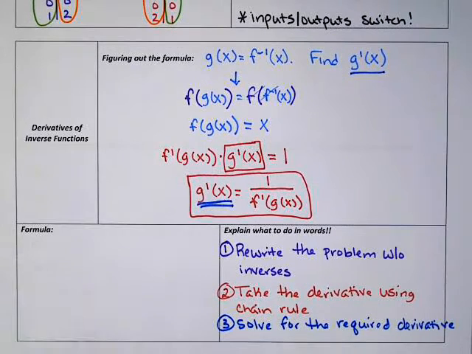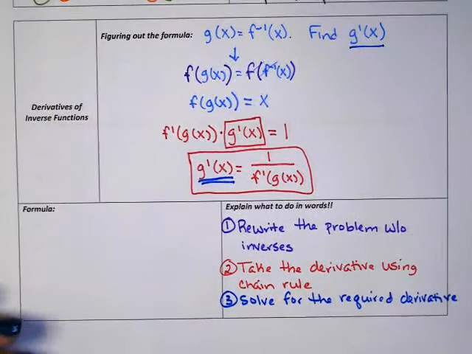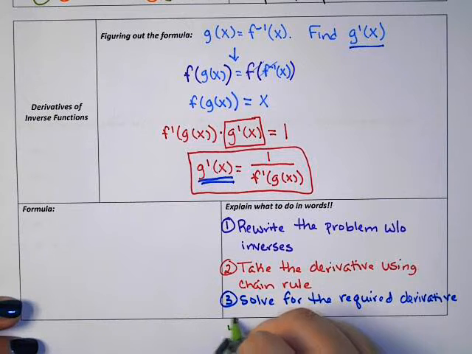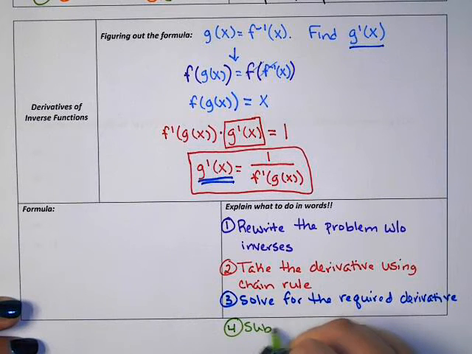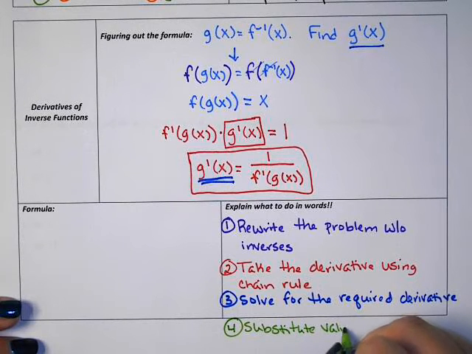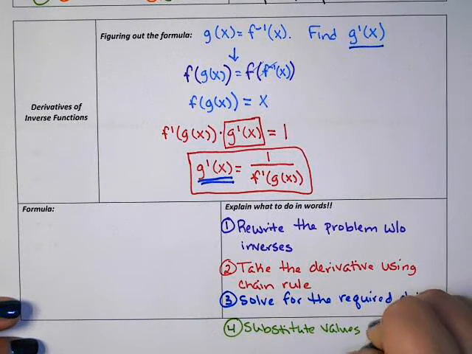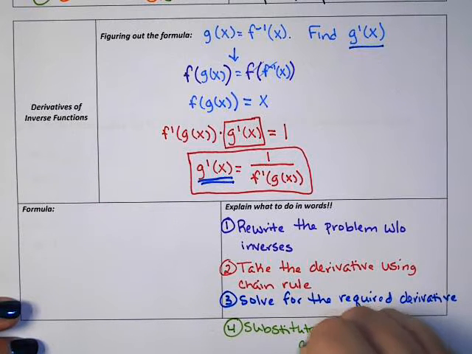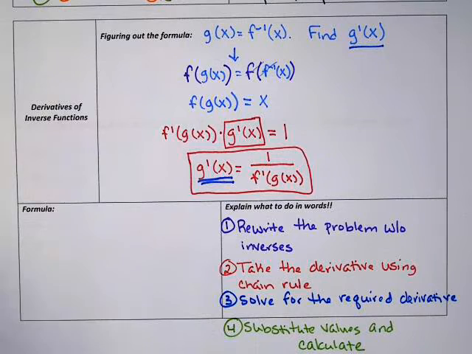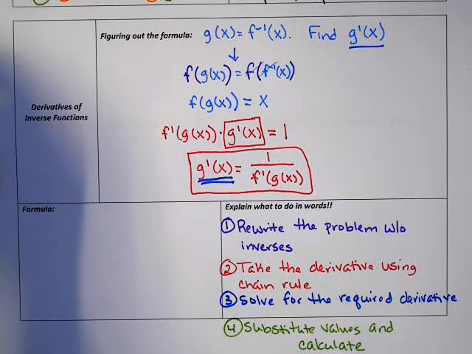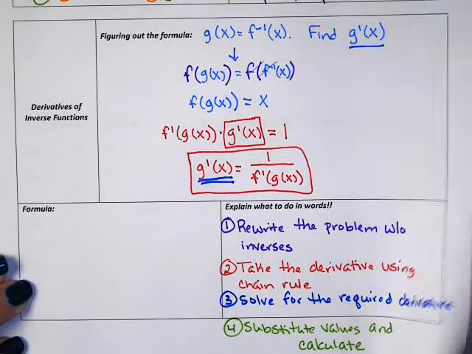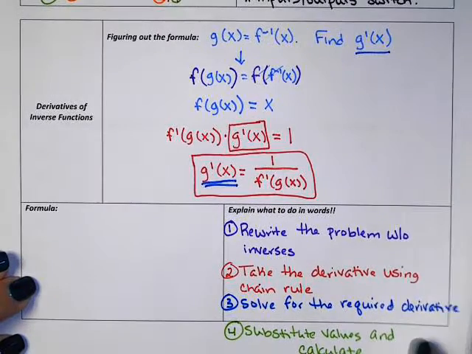And now we didn't do it here, but step 4, because most of these problems, it's what it's going to ask us to do. Step 4 is actually going to be to substitute values and actually calculate whatever it is they ask for. So those are going to be the 4 steps that we follow every time we do one of these inverse problems. So let's actually take a look at a real example.